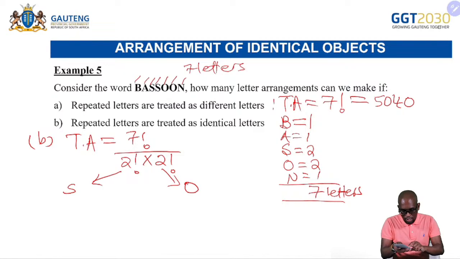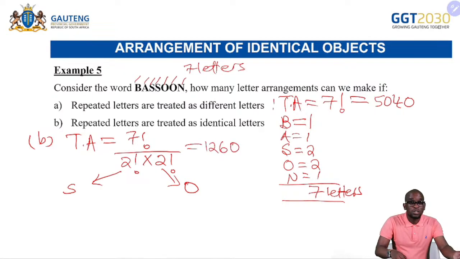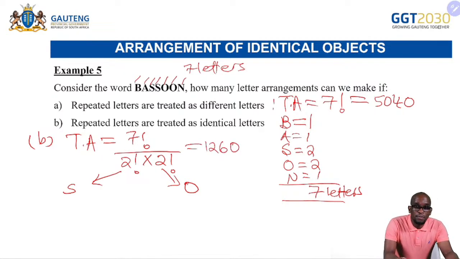So if we want to work that out, that would be 7 factorial divided by 2 factorial times 2 factorial. That would give us 1260. Right, that's how we're going to solve this particular problem. Right, we move on.